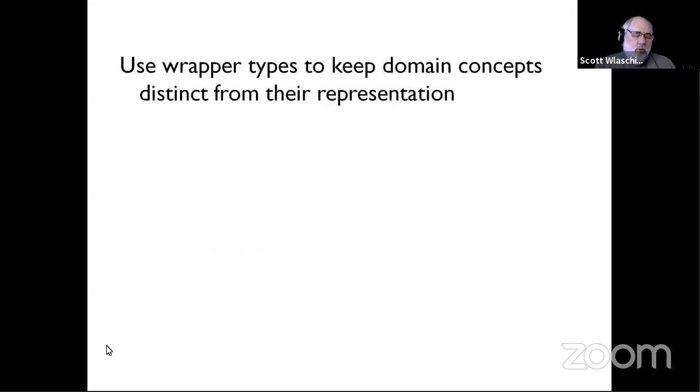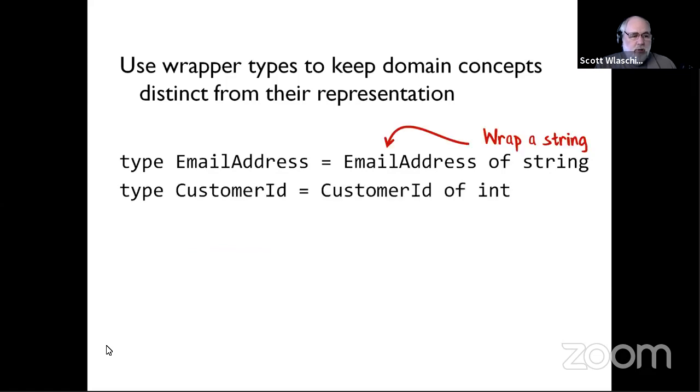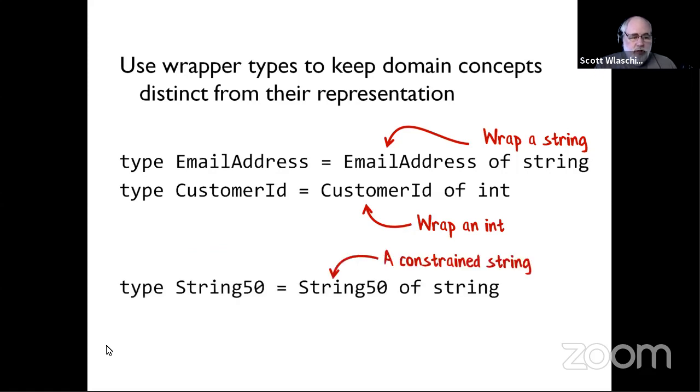So how do we capture these things? Well, we use a wrapper type, and this is how we do it in F#. We say we're going to wrap a string in an email address, and we're going to wrap an int in a customer ID. So that's the wrapper bit right there. If you see that, that's us making a wrapper type. And here's one for string 50.